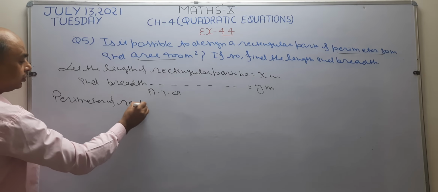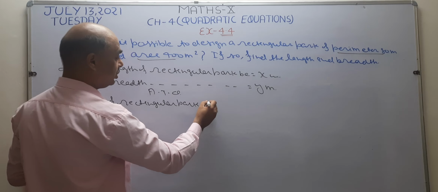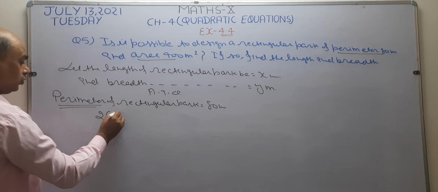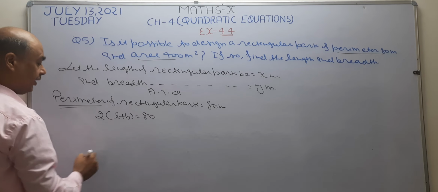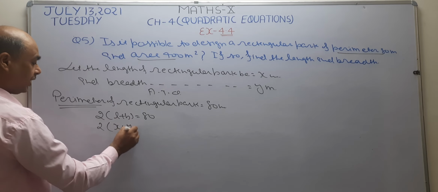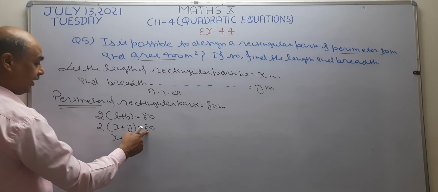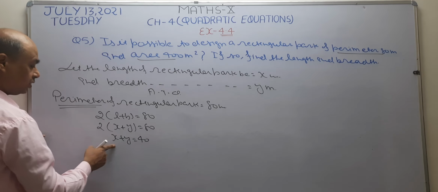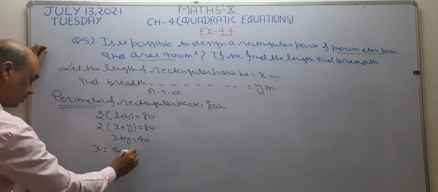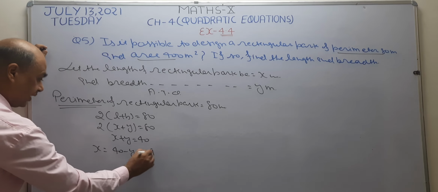Perimeter of rectangular park is given, which is 80 meter, and you know the formula of finding the perimeter of rectangle, which is 2 into L plus B equal to 80 meter. So this 2 is going to remain same. What is the L? L is x. What is breadth? Y is equal to 80. So this becomes x plus y equal to, I want to divide 80 by 2, so this becomes 40. From this I want to find the value of x. The value of x becomes 40 minus y. I take it number 1.